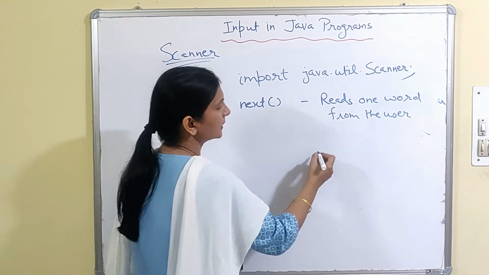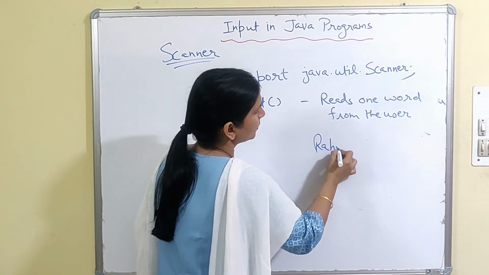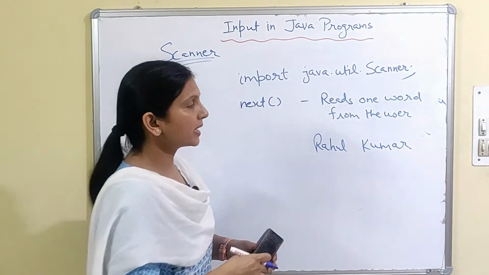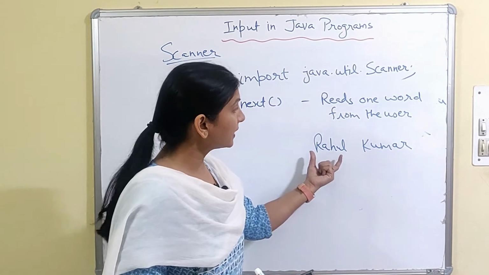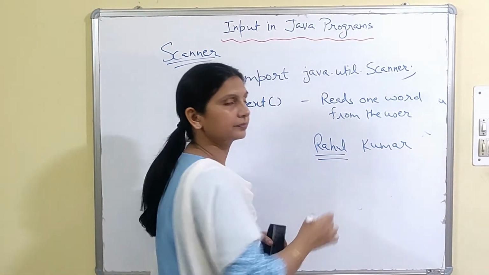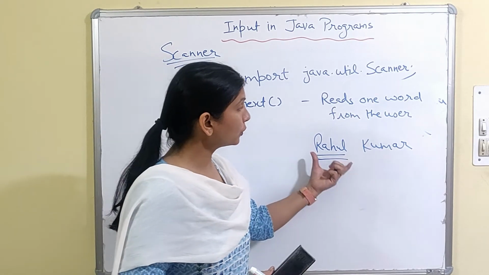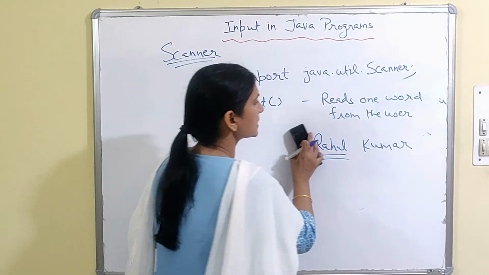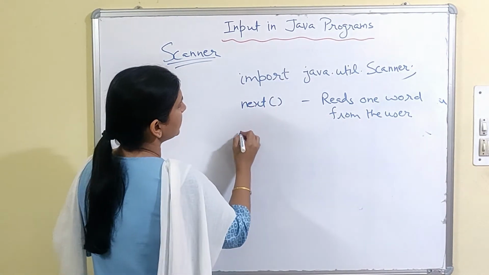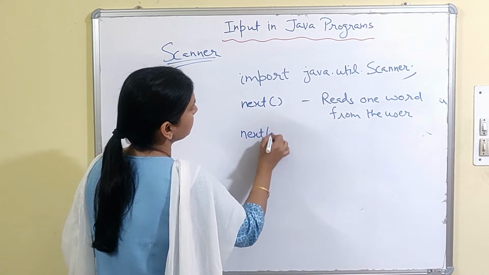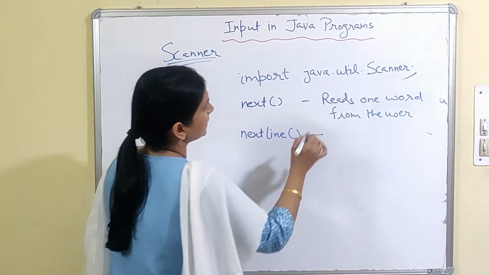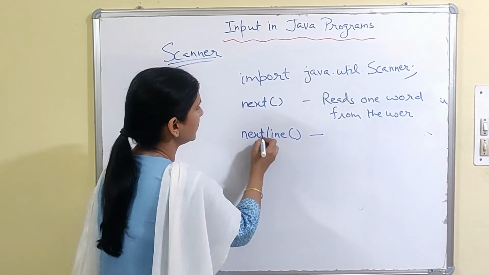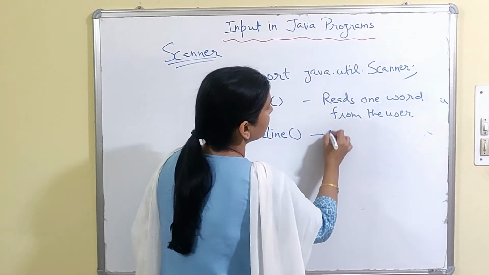Suppose I enter Rahul Kumar. It will not read Rahul Kumar because I have given a space here, isn't it? So it will read only Rahul. Fine. So if I want to read Rahul Kumar whole, or more words, then which function will we use? nextLine, without space, and the L will be capital. nextLine. Fine. It will read.